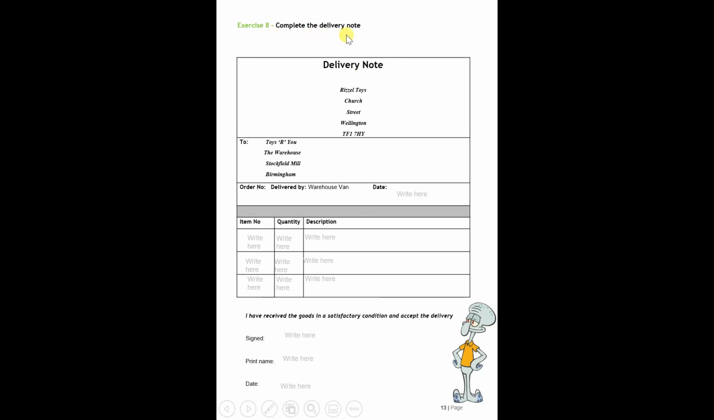Exercise 8, the delivery note. You need to complete this using the information on the last slide. This is the delivery of the goods you've just completed the document for. And if you want an example of how to complete a delivery note, it's the information just before you saw the SpongeBob slide. That should give you an example. And you're completing the delivery note for the goods delivered to Rizal Toys in Wellington.